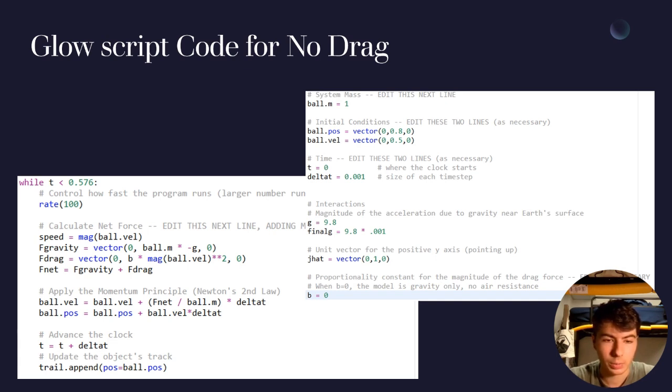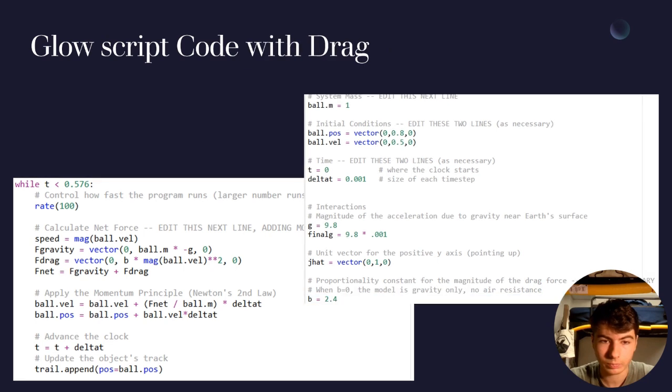Then I calculated net force by calculating gravity and drag separately and then combining them. And then I made a velocity update formula and a position update formula to update the ball's position and velocity. So the GlowScript code with drag is very similar. It's just that b is equal to 2.4 instead of 0, taking into account the drag.